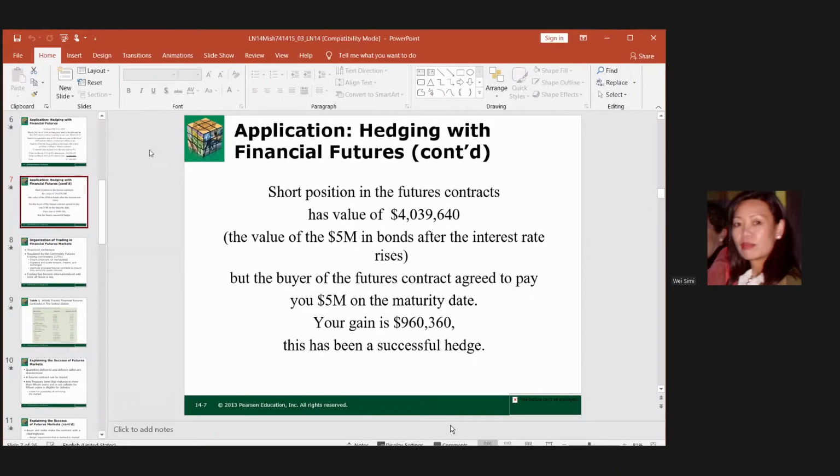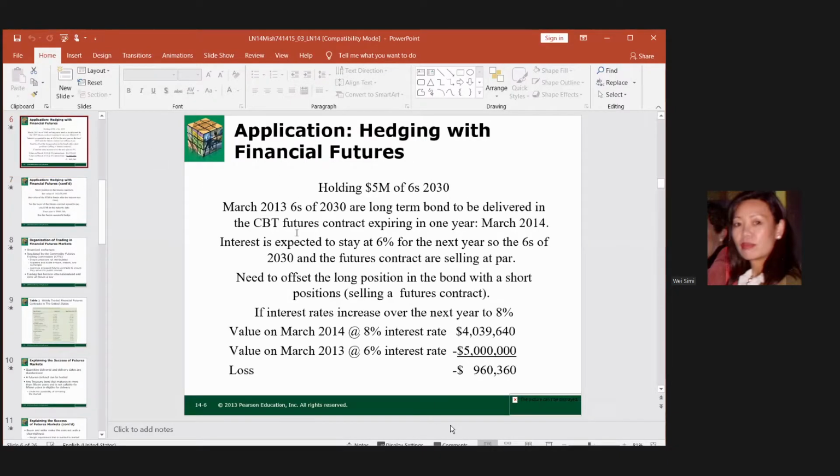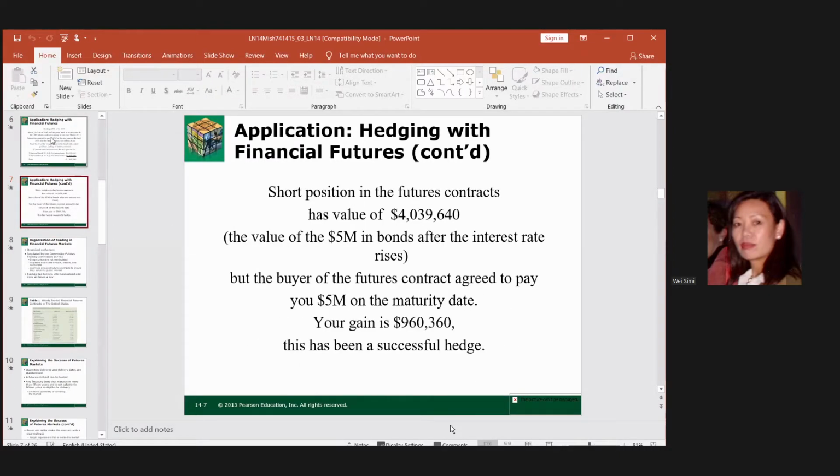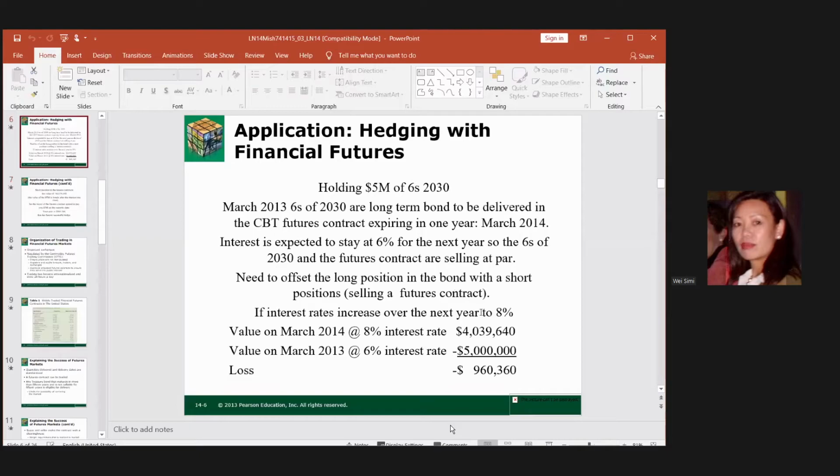But anyway, let me go back again. Okay, we did both directions. We did interest going up, and we did the interest rate going down. Let me repeat again. This is the one where interest goes up. This bond loses value. You lose this much because in the beginning you have 5 million, and right now it becomes 4 million. So you lose it in your bond.